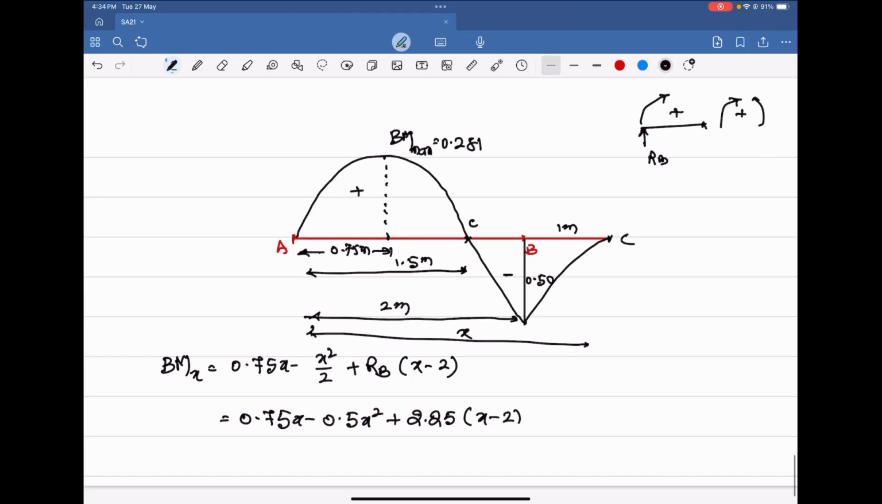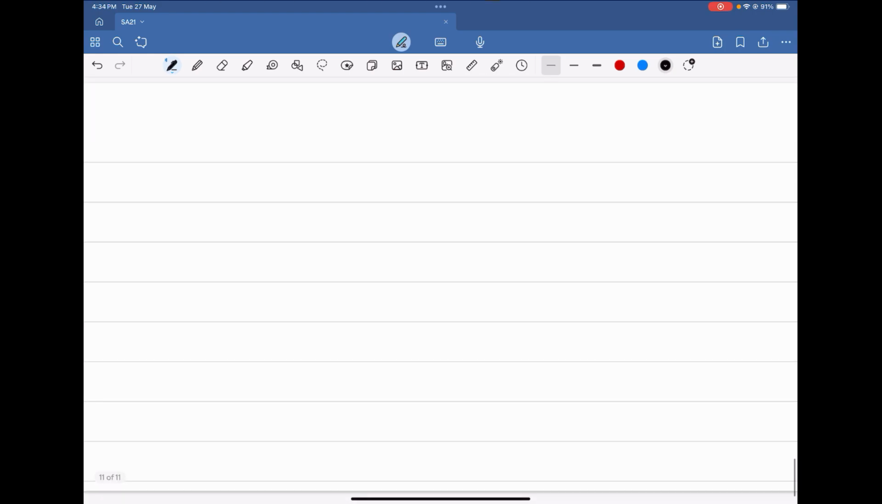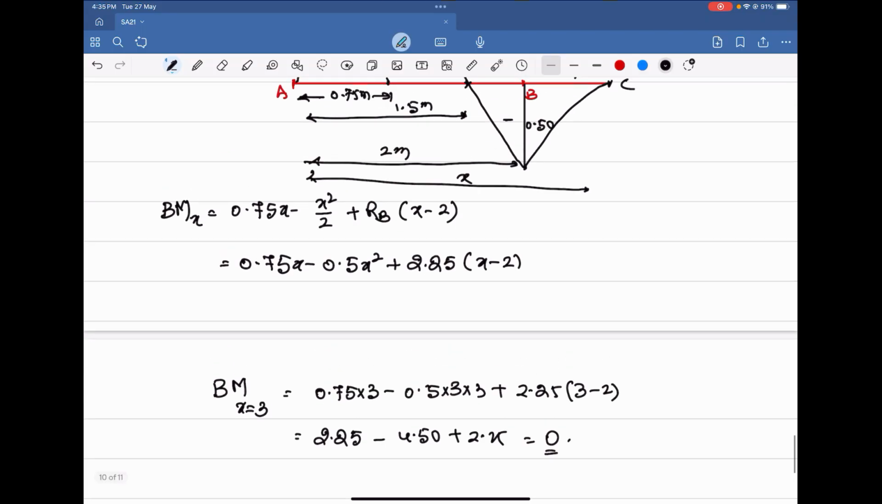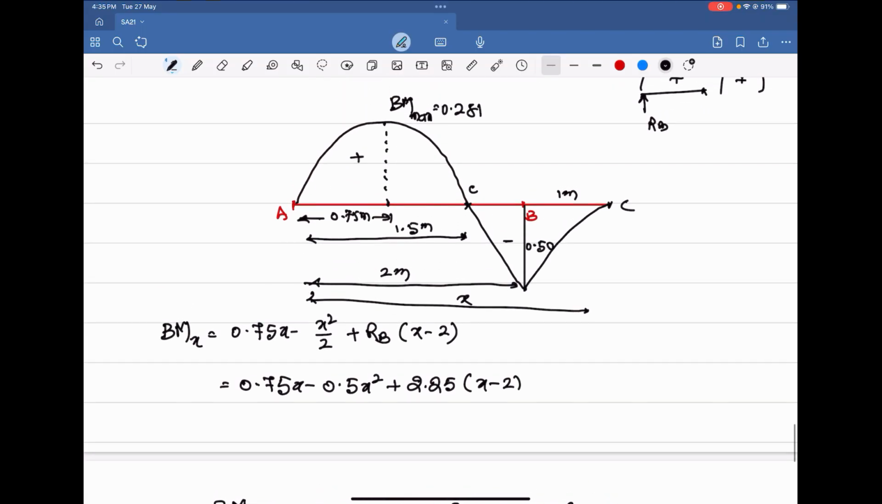Now, BM at x is equal to 3. That is equal to 0.75 into 3 minus 0.5 into 3 into 3 plus 2.25 into 3 minus 2. That is equal to 0.25 minus 0.5 into 9, that is 4.50 plus 2.25, that is equal to 0. That means whatever we have thought at the free end, 0, bending moment is coming as 0.